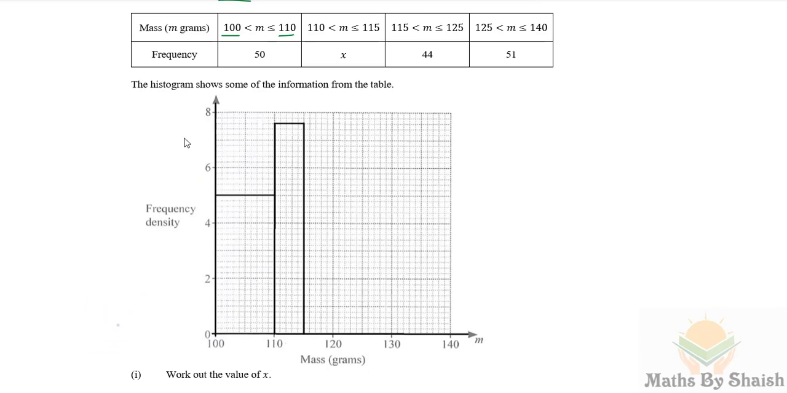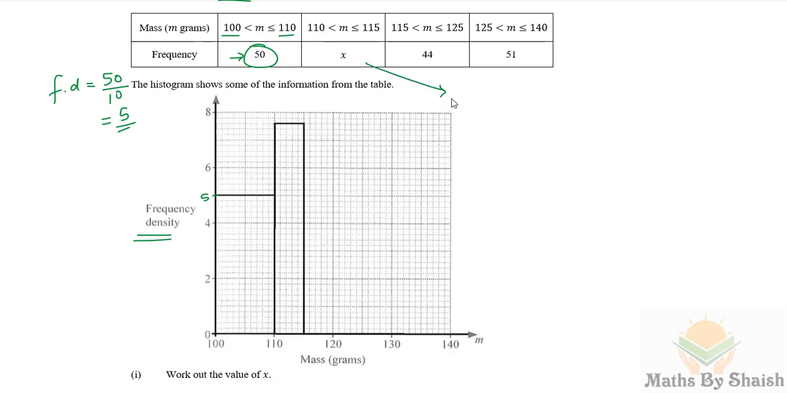So in this type of question, when a frequency histogram is given, it means frequency density is given. The hint is here. From the first one, 100 to 110, the frequency is 50. So if you calculate the frequency density, it is frequency upon interval width, and the width is 110 minus 100, that is 10, so it is going to be 5, and here it is 5. So the frequency density is 5, and from here also we are getting 5.